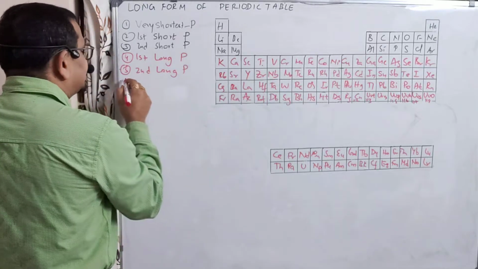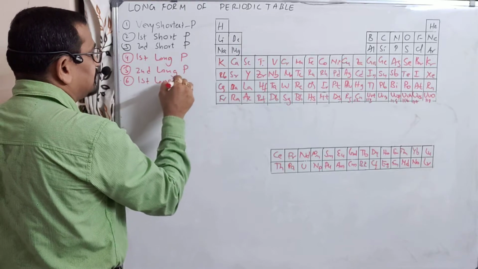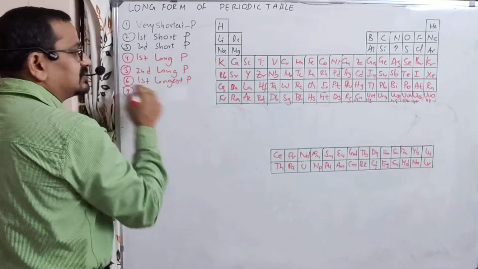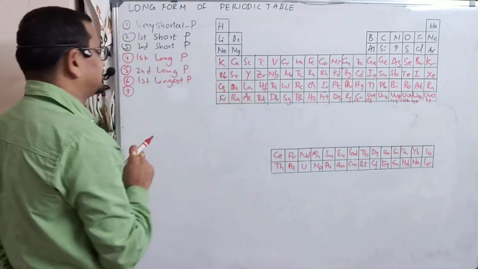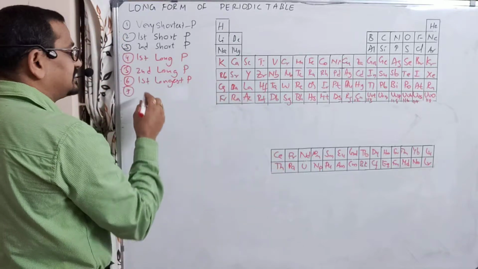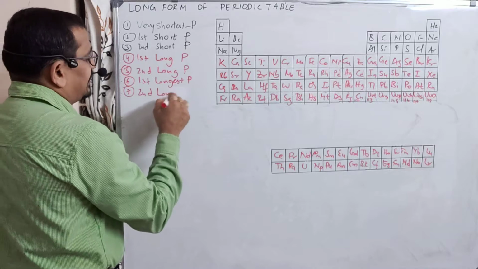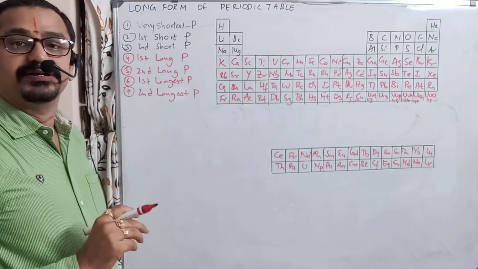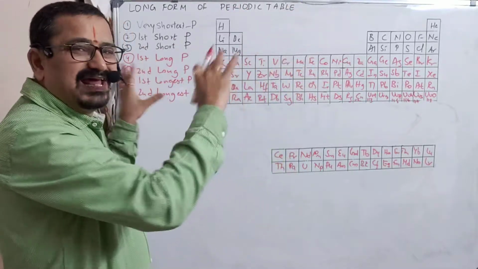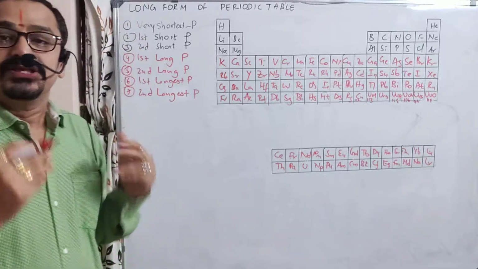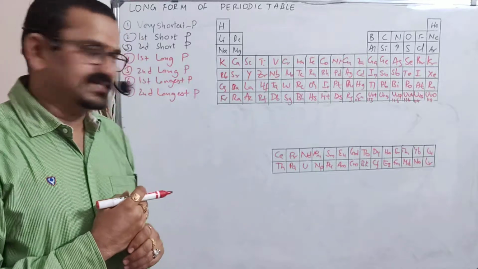Now, the sixth period is called the first longest period, and the seventh the second longest period, because they contain 32 elements. Along with the 18, 14 lanthanides also belong to this sixth period, and 14 actinides also belong to this seventh period. That's why the 6th and 7th periods are called the first longest period and second longest period. So in this way, all the elements were clearly placed in this long form of periodic table, using which we can study the trends of their properties.